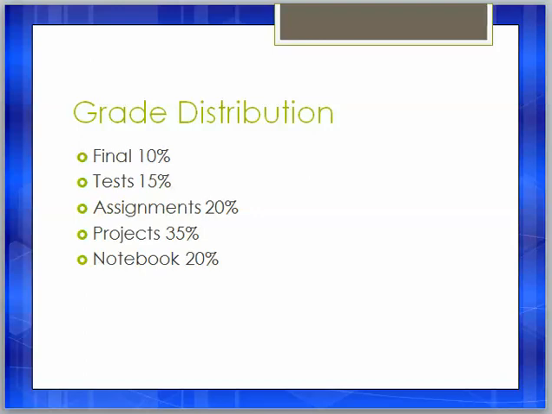Grade distribution. Finals worth 10%. Your tests worth 15%. Your assignments worth 20%. Projects are 35%, and your notebooks are 20%. So this is the grade distribution for this class.